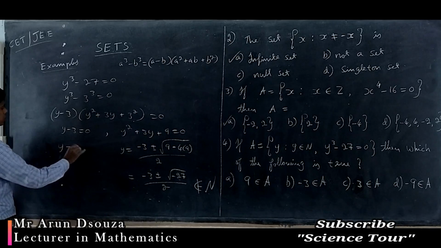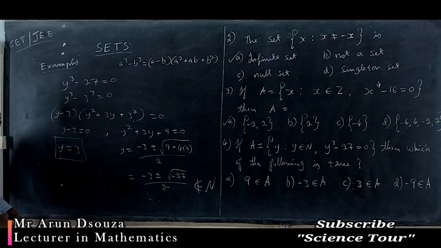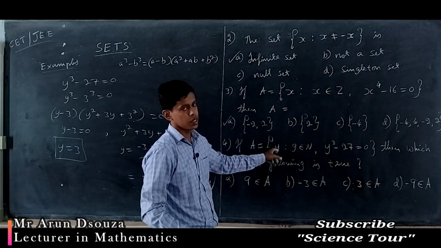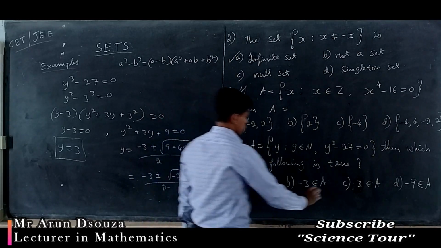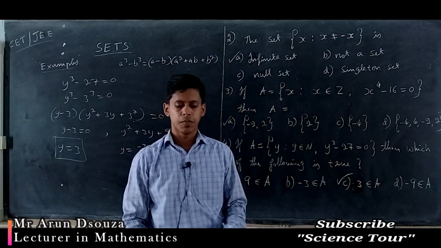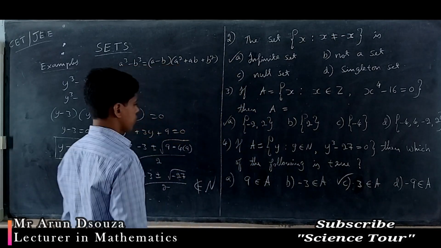Okay, so what is the only solution? y is equal to 3. So which element will be there in the set A in place of y? You have only 3. You have only 3. So 3 belongs to A is the right choice. Okay, so that is one way of understanding.